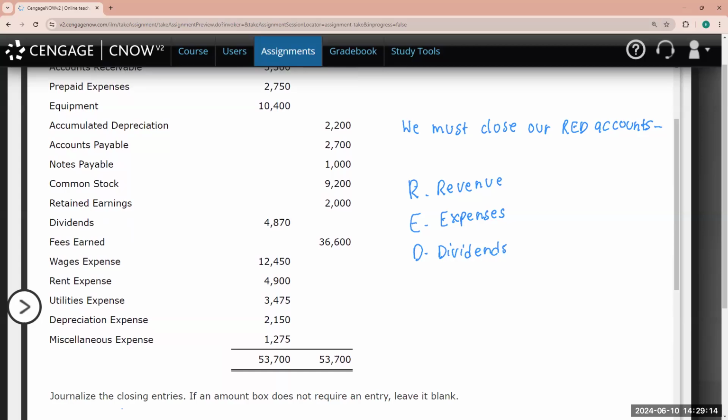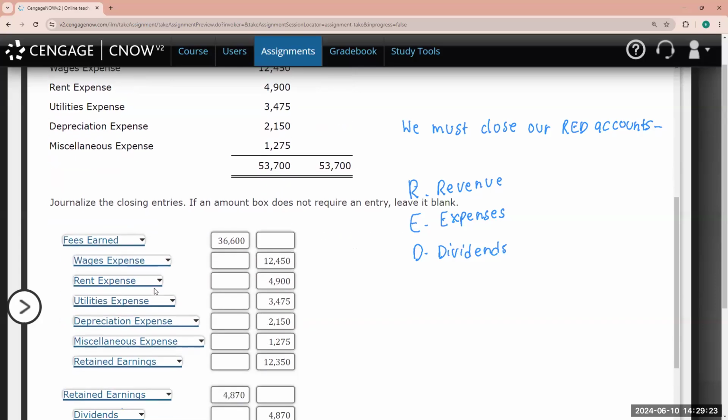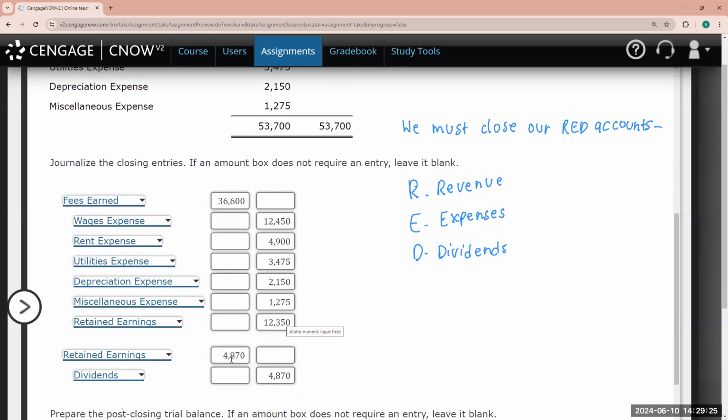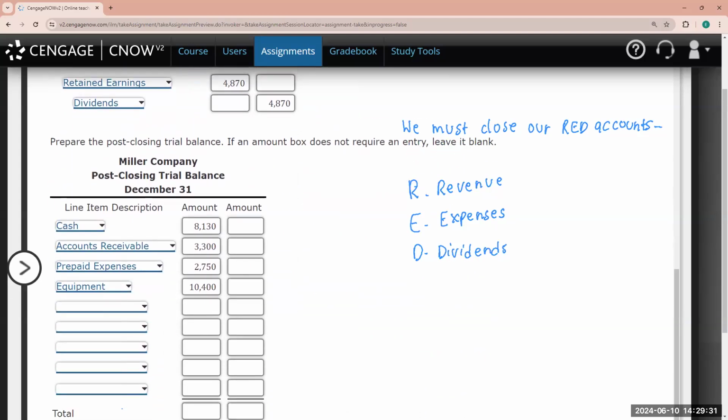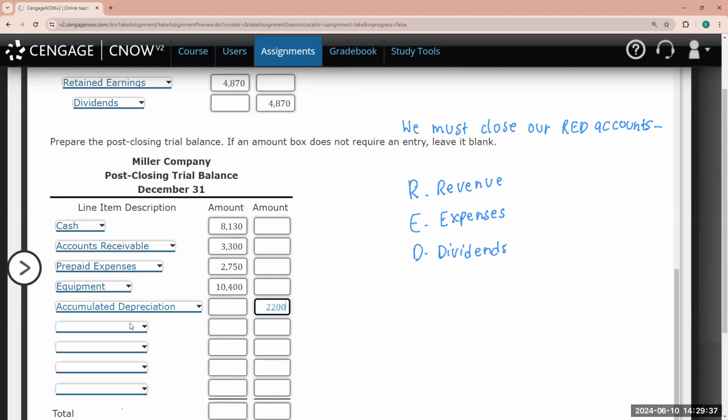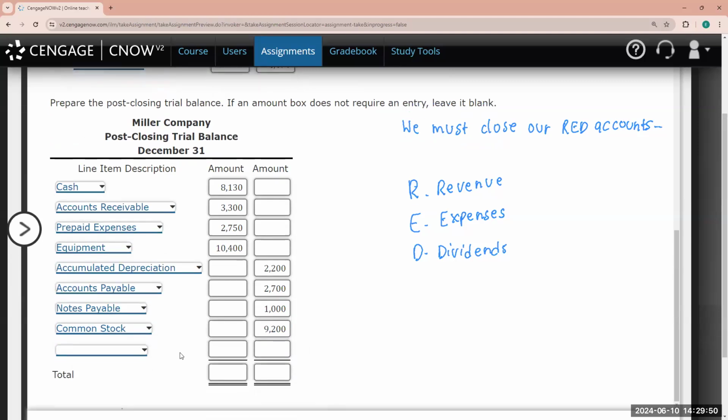and our retained earnings. The beginning balance for our retained earnings was $2,000, but we need to determine what is the ending balance for our retained earnings, because remember, we had an increase to retained earnings, and then we also had a decrease to our retained earnings. So we'll get to that. So from here, account for our accumulated depreciation, the contra asset of $2,200, our accounts payable, $2,700, notes payable of $1,000, common stock of $9,200. And then from there, we need to determine what is the balance in our retained earnings. So here is how we would determine this amount.